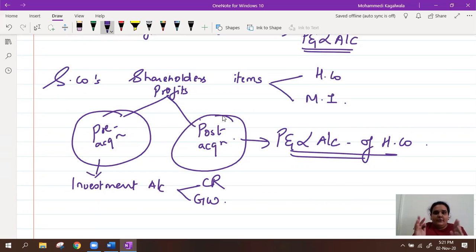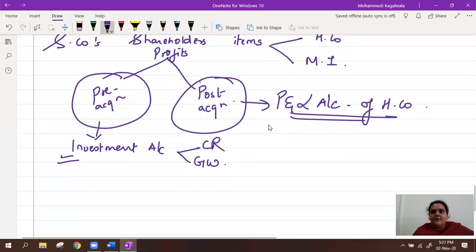Okay, I will give you a table in which I will tell you which items are pre, which items are to be treated as post. Depending on that, you should know on your fingertips that if it is a pre-acquisition item, it will hit the investment account. If it is a post-acquisition item, it will hit the P&L account. So in the entire consolidation, to make our sums very simple, we are going to make 3 ledgers.